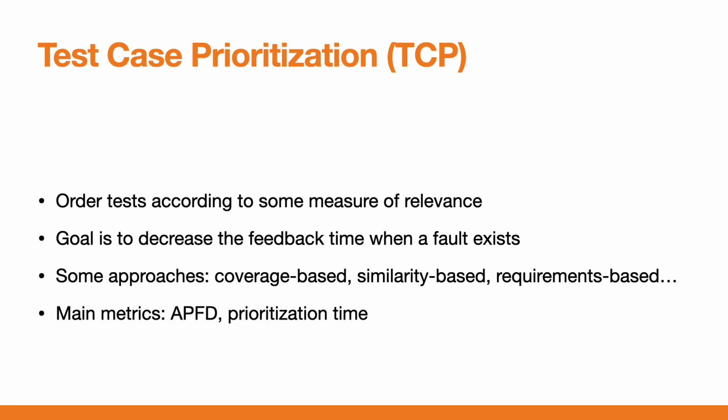And the main metric there, the one that is most widely accepted by the literature, is called APFD, which means average percentage of faults detected. And it's basically a measure of, given two different prioritizations of the suite, which one is likely to reveal all existing failures sooner than the other. And of course, the prioritization time, which is the amount of time it takes to actually generate a prioritization.